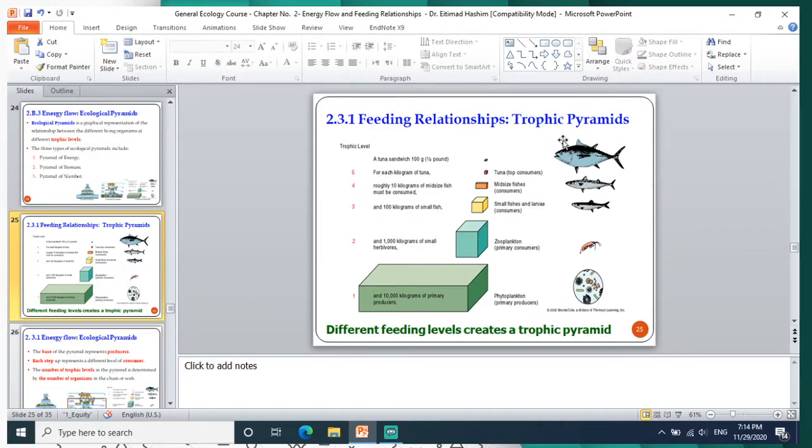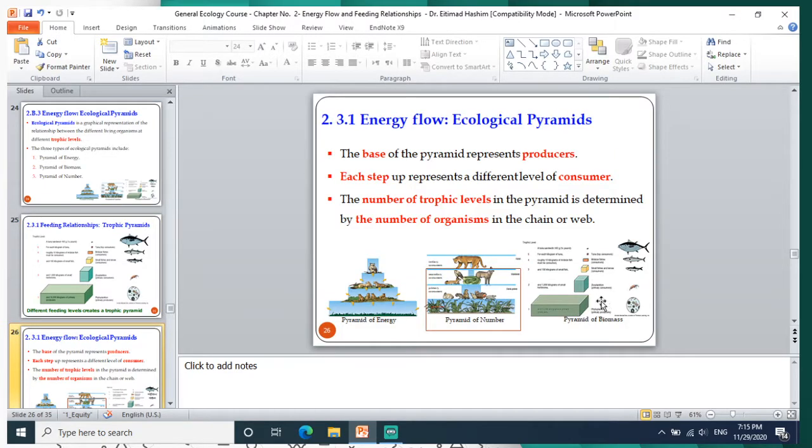So a trophic pyramid represents different feeding levels, or different trophic levels. As we said, the base of the pyramid represents more animals, and in most cases it will be the producers, and then each step up represents different consumers. So like here, the plants will be the producer, and here the first consumer, the second consumer, and the tertiary consumer. So it builds the pyramid.